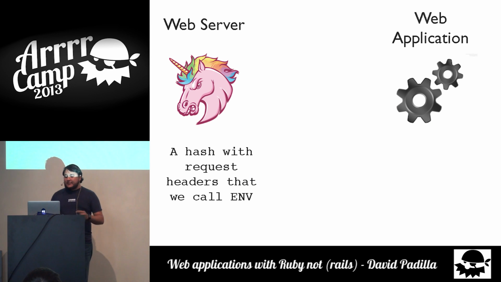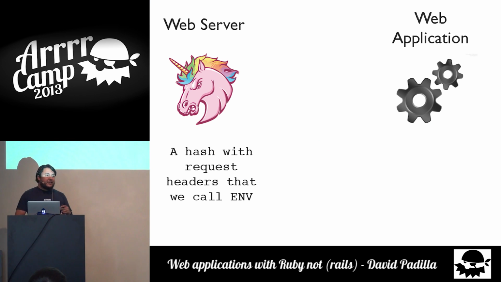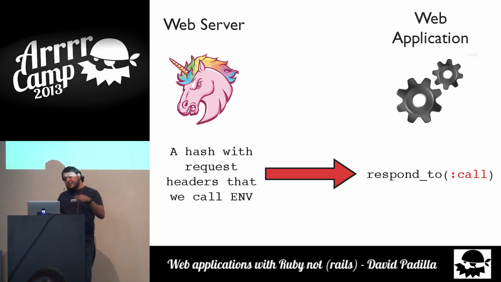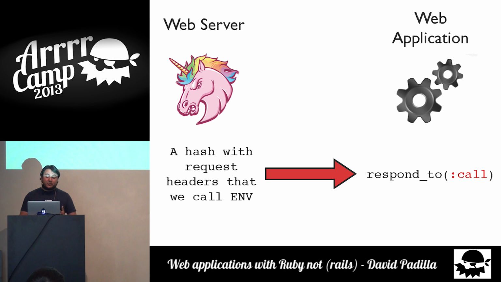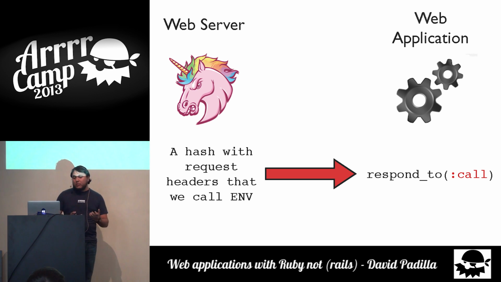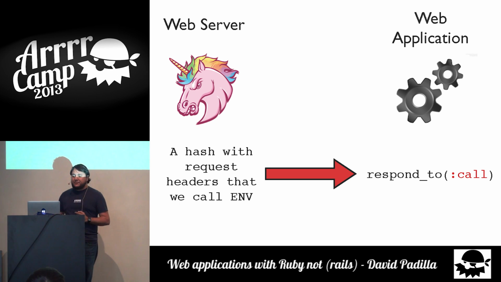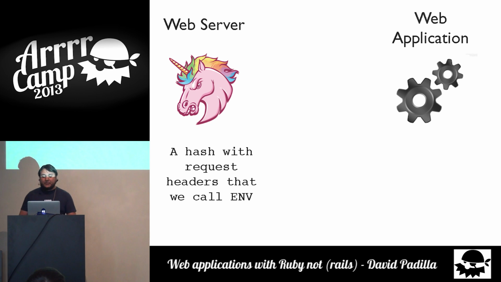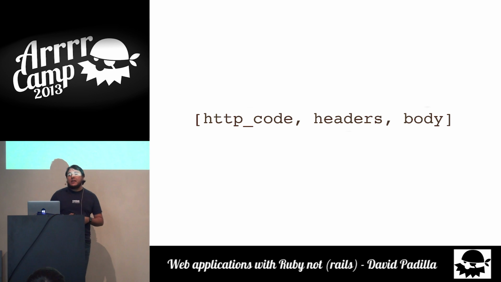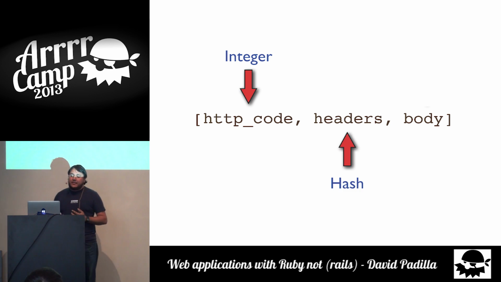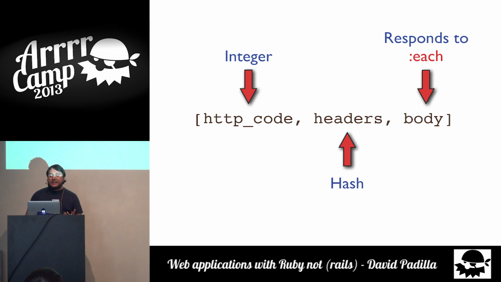And it goes a little bit like this. The web server will take the HTTP request, turn it into a hash that we will call env, and then it just sends that hash to the application, which is supposed to have an object that responds to call. And that call will receive the env hash as its main point of entry. Once the hash goes over to the web application, it will do its thing, process the request, and then return it in the form of an array of 3 elements. Those 3 elements are the HTTP code as an integer, the headers of the response as a hash, and the body of the response as an object that responds to each.